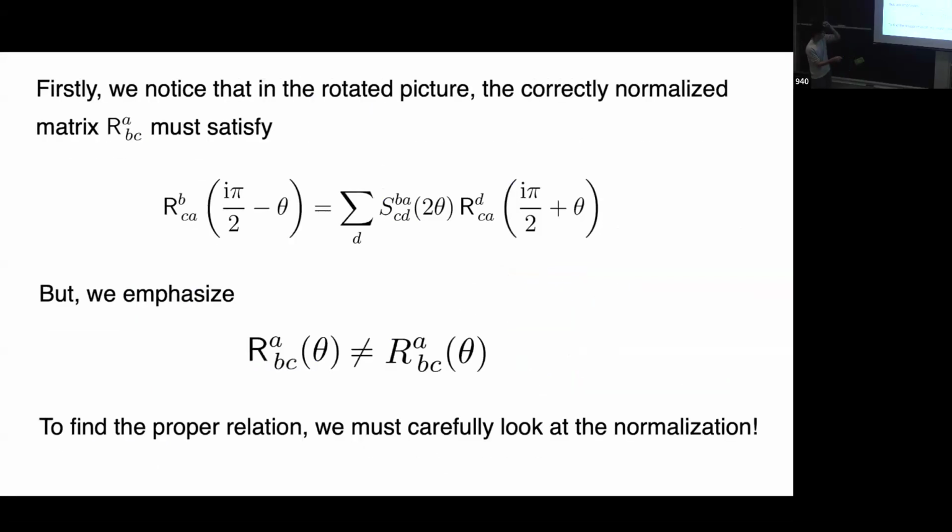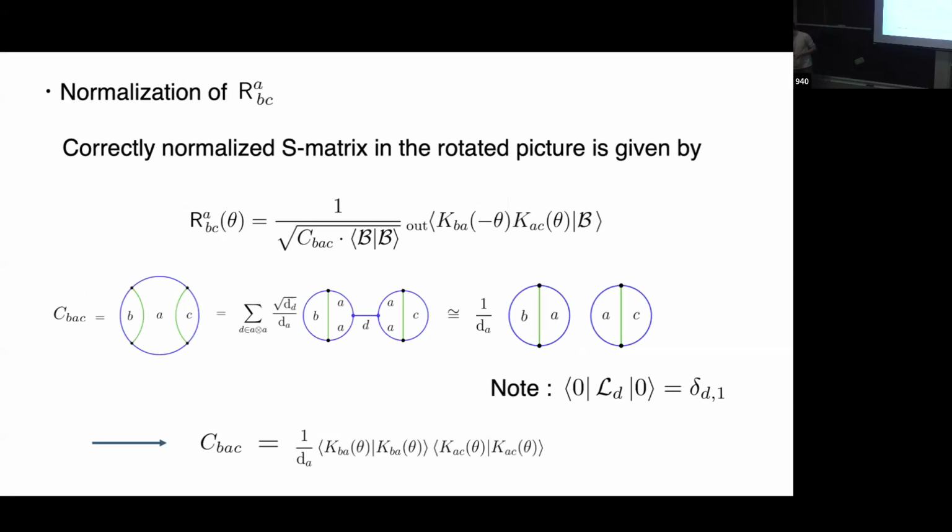Okay, so that's why we carefully look at the normalizations for each boundary matrix. So first of all, let's start from the boundary S matrix in the rotated picture. The correctly normalized S matrix in the rotated picture is given this way. There is no topological attachment to the boundary, so the boundary inner product is just like this.